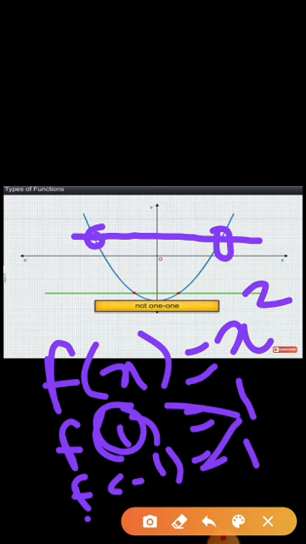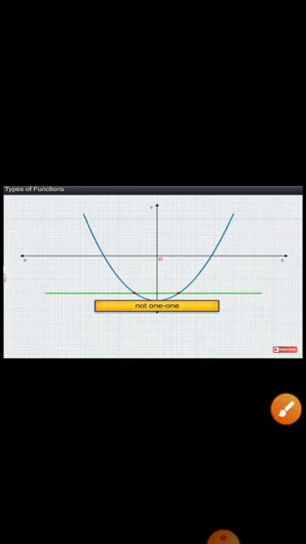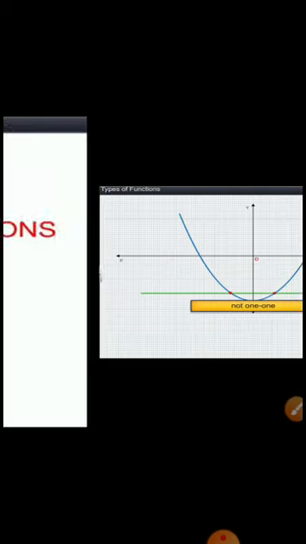Okay, that is what we can prove through the graph like this. Just draw a horizontal line to the curve and see whether it intersects in exactly one point. Okay, if it intersects in exactly one point, then it will be a 1, 1 function. So this graph will not be a 1, 1 function.